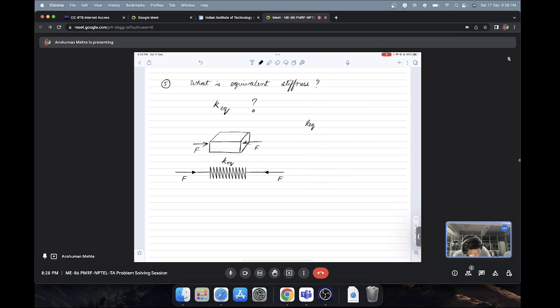So K equivalent will be nothing but EA by L, and this we saw in one of our examples. Similarly, torsion has GJ by L, so similar kinds of quantities, and bending also has a similar kind of quantity. So my point being that K equivalent can be found by using whatever type of physics you want to capture.